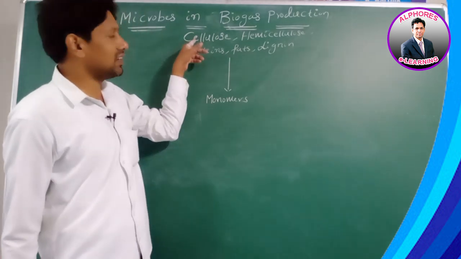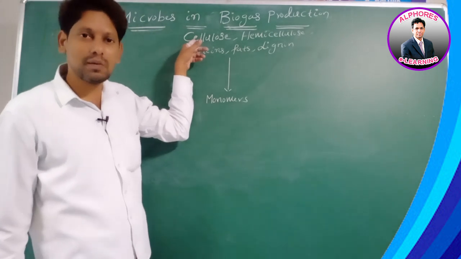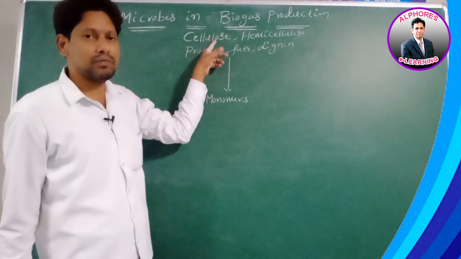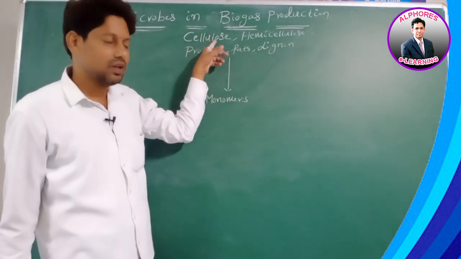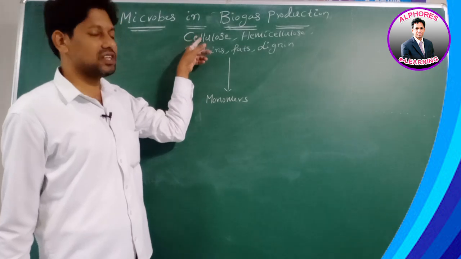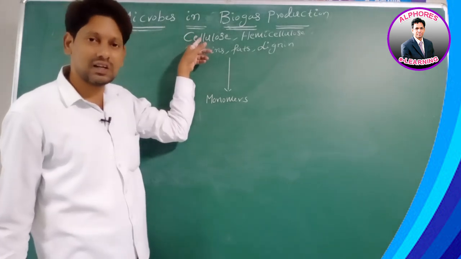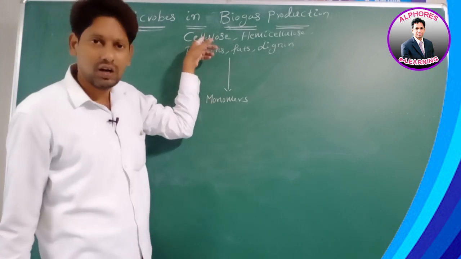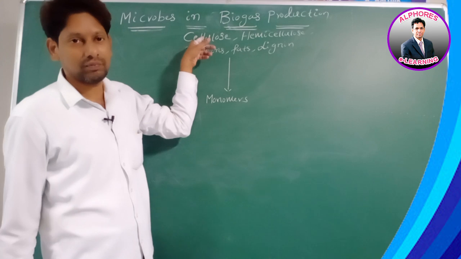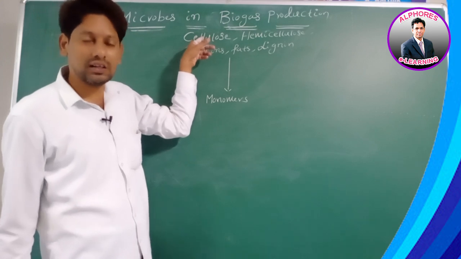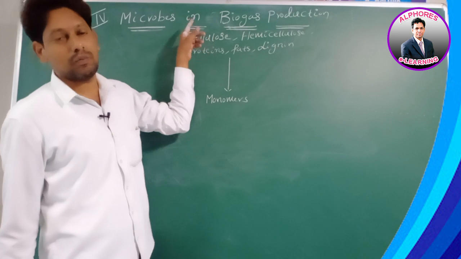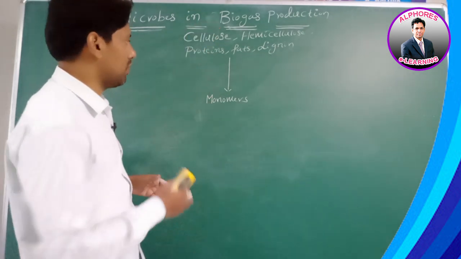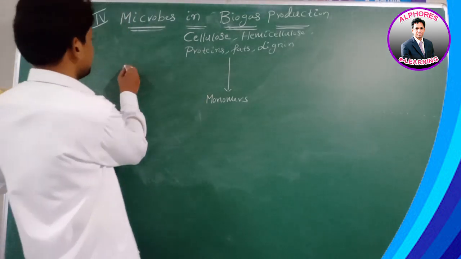For example, take cellulose. Cellulose is a polymer of glucose. It means cellulose is made up of many glucose units. During solubilization, this cellulose is broken into glucose units, because glucose is the monomer of cellulose. Therefore, during solubilization, a polymer is broken into its monomeric units. Polymer to monomer. During which process? Solubilization process.